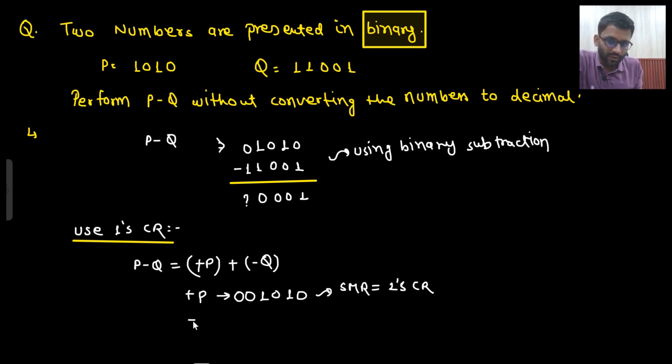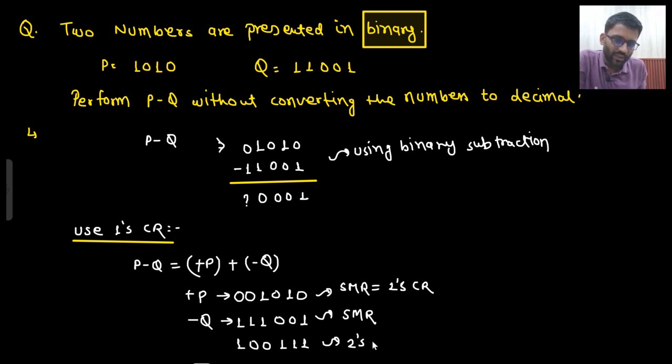So what will be your minus q in sign magnitude representation? I know these are the sign bits. What do I need? Minus q. That means 1 will be here and this will represent the sign. So 1, 1, 0, 0, 1. This is your sign magnitude representation. You need to get 2's complement. How will you get it? 1, 1 here, 1, 1, 0, 0. So this is your 2's complement representation. So you have denoted plus p and minus q in 2's complement representation.